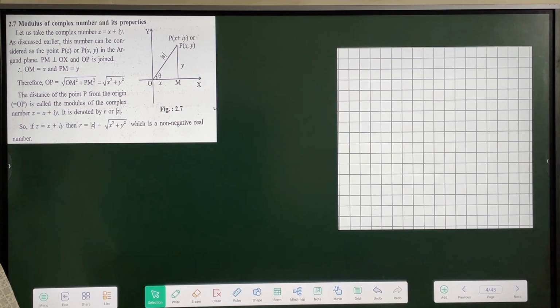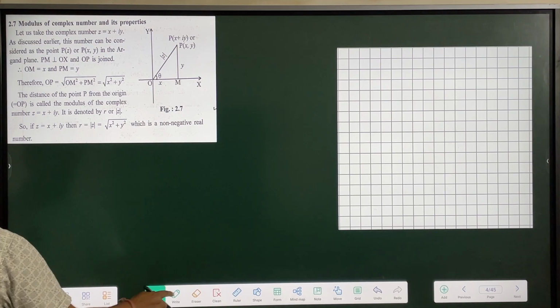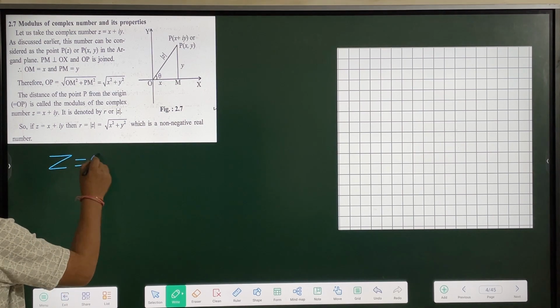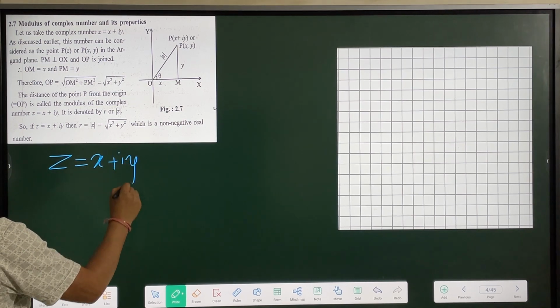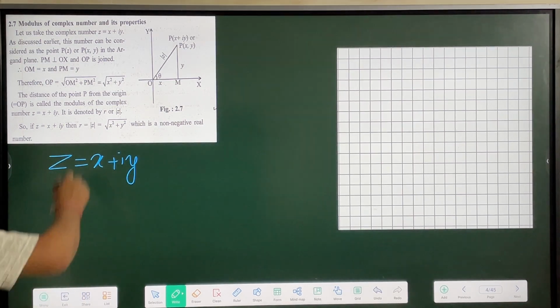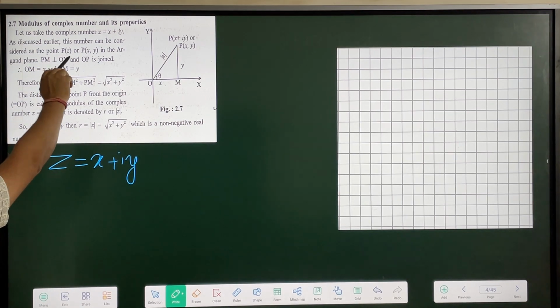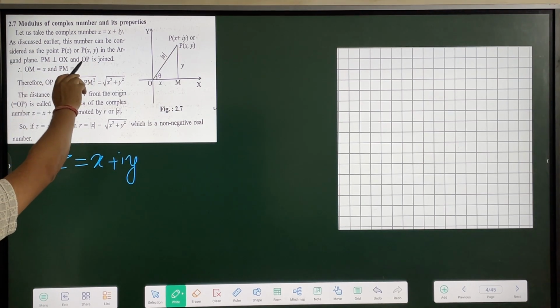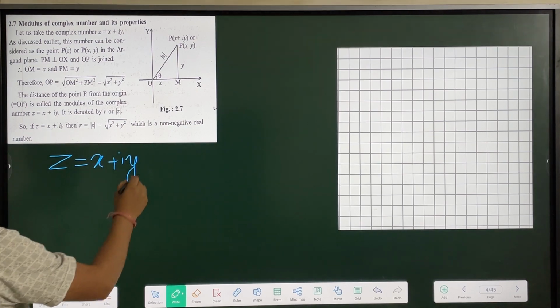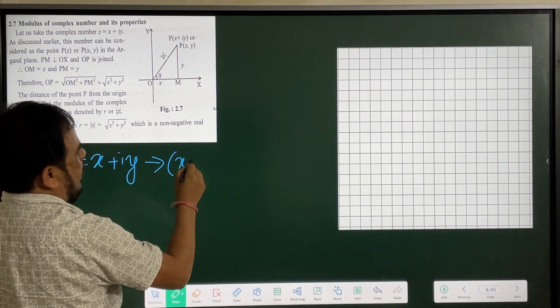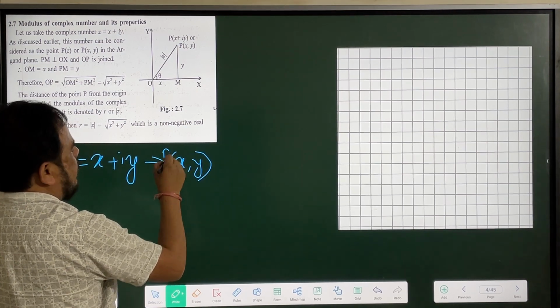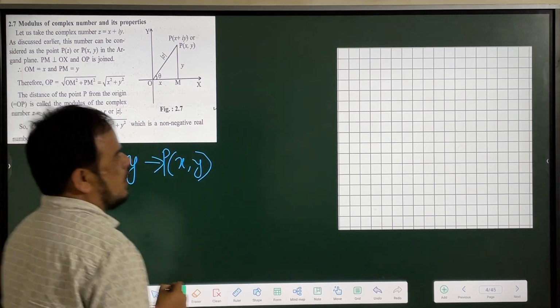Let us take a complex number z equals x plus iy. This is the complex number taken. As discussed earlier, this number can be considered as the point P(x, y). So that means the ordered pair will be x comma y, and that point is taken as P. The name of the point is P.